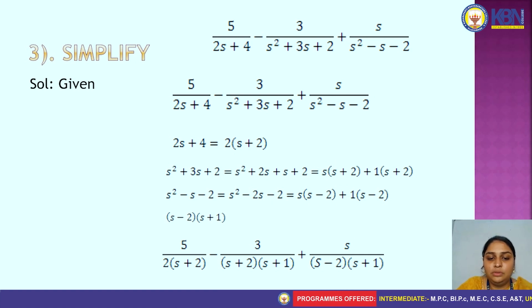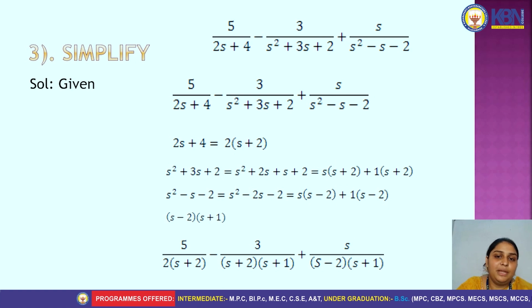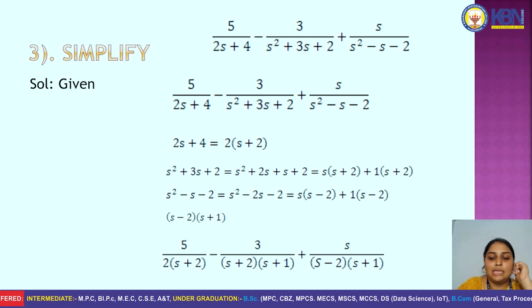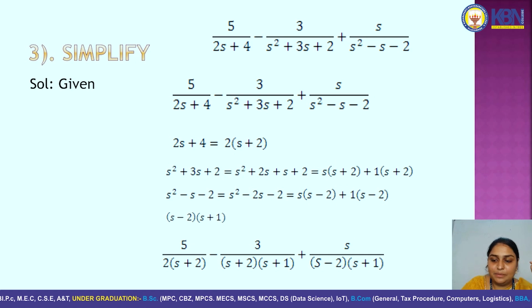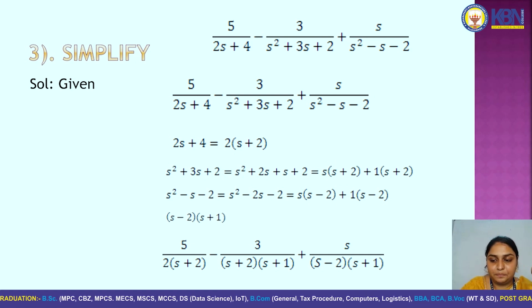Now substitute the factorized denominators in the given expression. Then we get 5 by 2 into s plus 2, minus 3 by, in place of s square plus 3s plus 2 we can write s plus 2 into s plus 1. In the last term we have s by s square minus s minus 2, that can be written as s minus 2 into s plus 1.